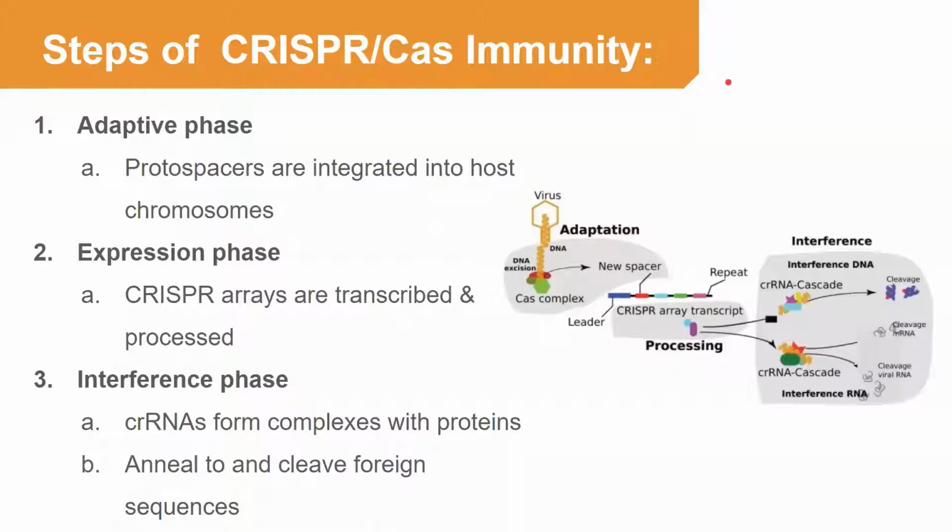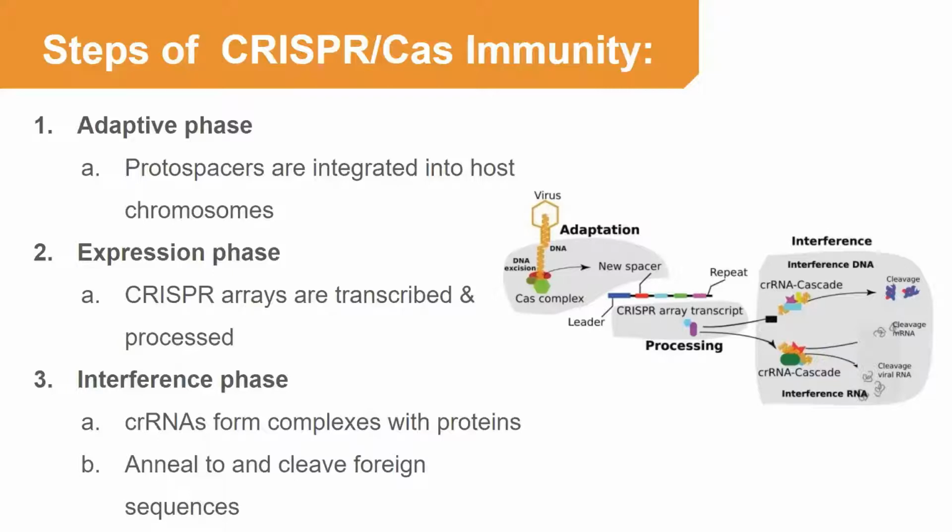As I mentioned earlier, the CRISPR-Cas system is a system that the authors were primarily interested in. And the system occurs in 3 steps and provides immunity to bacteria and archaea. The first step is the adaptive phase, and this is when protospacers from the invading virus or plasmid are integrated into the host chromosome. The second step is the expression phase, and this is when the CRISPR arrays that contain the protospacers are transcribed and processed, similar to the way that DNA is transcribed into mRNA, and then the mRNA has to go through processing in order for it to become a mature RNA.